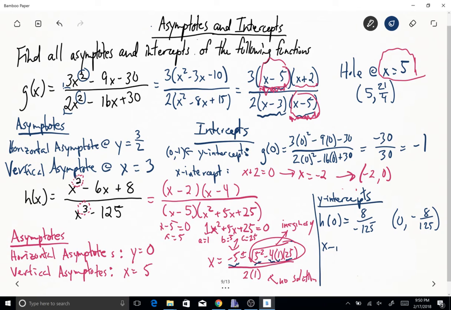Now for the x-intercepts. Notice there were no factors in the numerator that appear in the denominator. So all we need to do is set each factor, since we have things factored up top, equal to 0. So x minus 2 equals 0 and x minus 4 equals 0. So notice we get x equals 2 and x equals 4 for those x-intercepts. So this is x equals 2 and 4. If you want to write them as points, you get (2, 0) and (4, 0), and you're done.